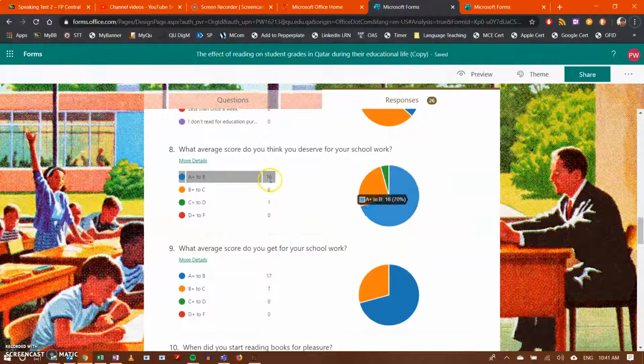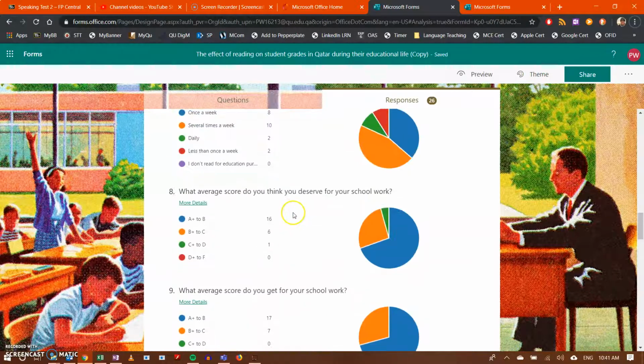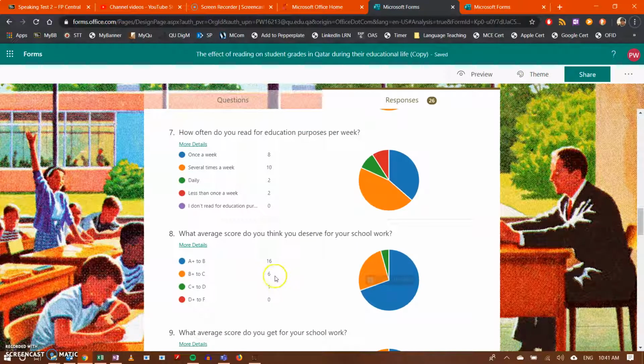So, responses to which question? I like this one here. What average score do you think you deserve for your school work? Responses to question 8 show that most students, 70% of the students, believe they are really good at school and that they think they deserve high grades for all of the work they do.